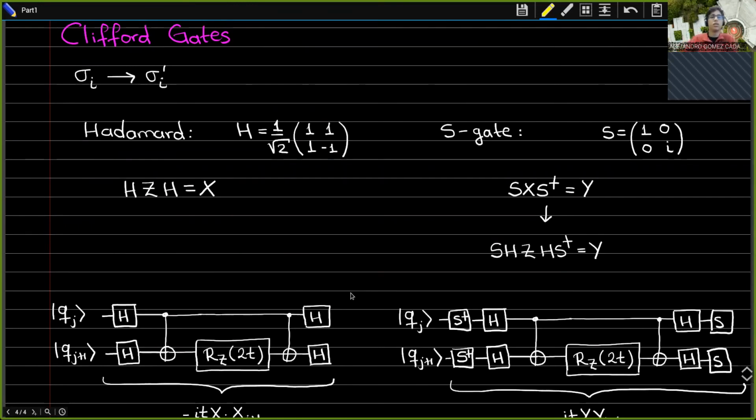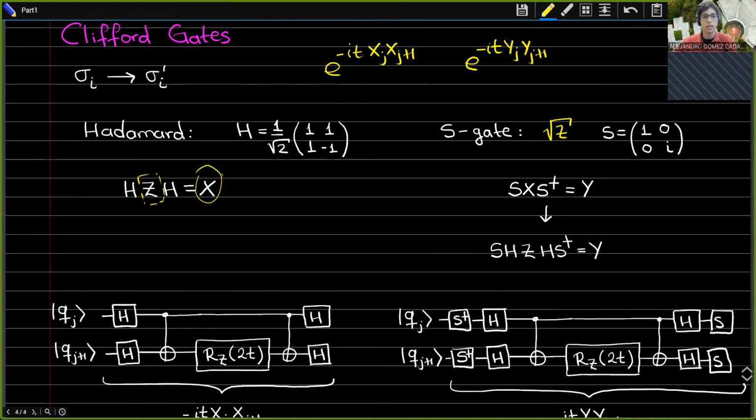Now, what about the gates we actually need, which are these ones? So to do that, we only need the Clifford gates. So Clifford gates are the gates that transform Pauli operators into Pauli operators. And we have the Hadamard gate, which when applied on the Z operator, we get the X operator, and the S gate, which is the square root of Z. We can use it to map between Y and X.